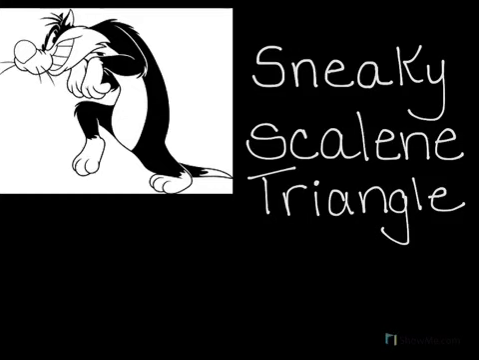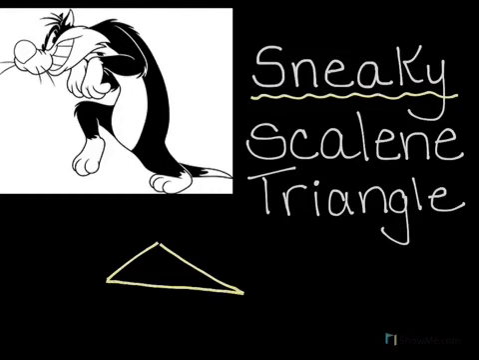The last type is a sneaky scalene triangle. And a scalene triangle is sneaky because none of its sides are the same length. This triangle is a scalene because each side is a different length. That makes it sneaky.